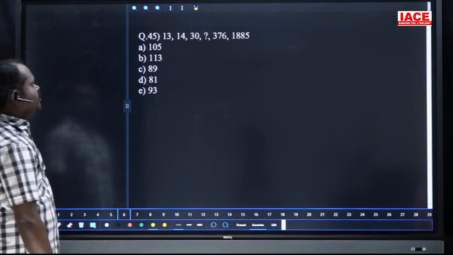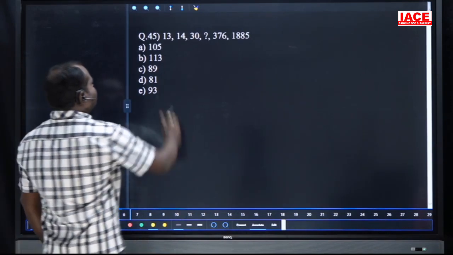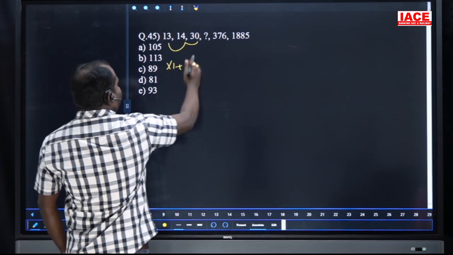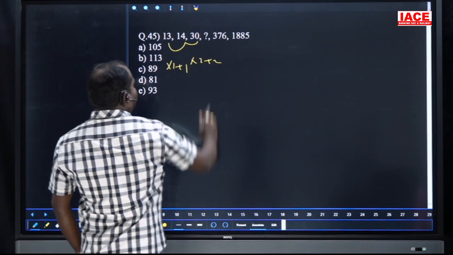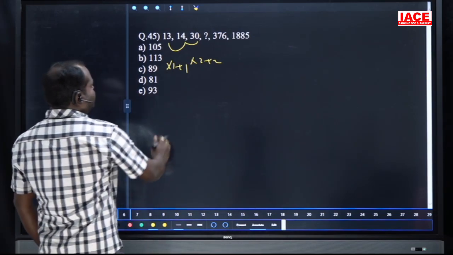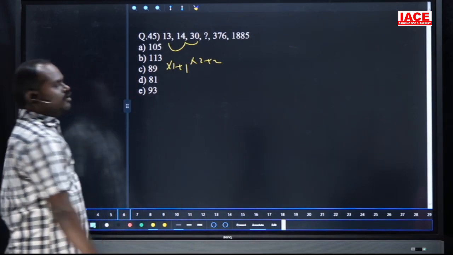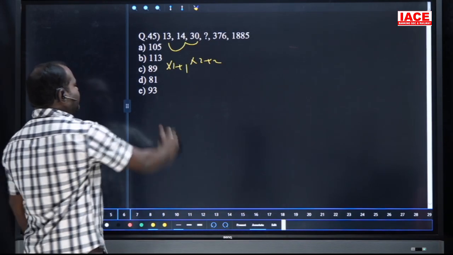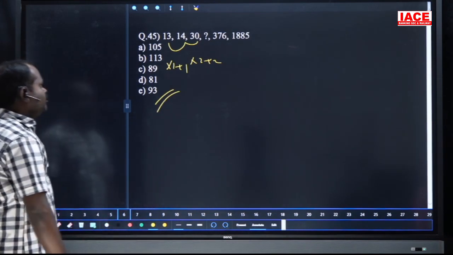Next: 13, 14, 30. Here it is into 1 plus 1, into 2 plus 2, so next should be into 3 plus 3. 30 into 3 is 90, plus 3 is 93. Option E, 93.